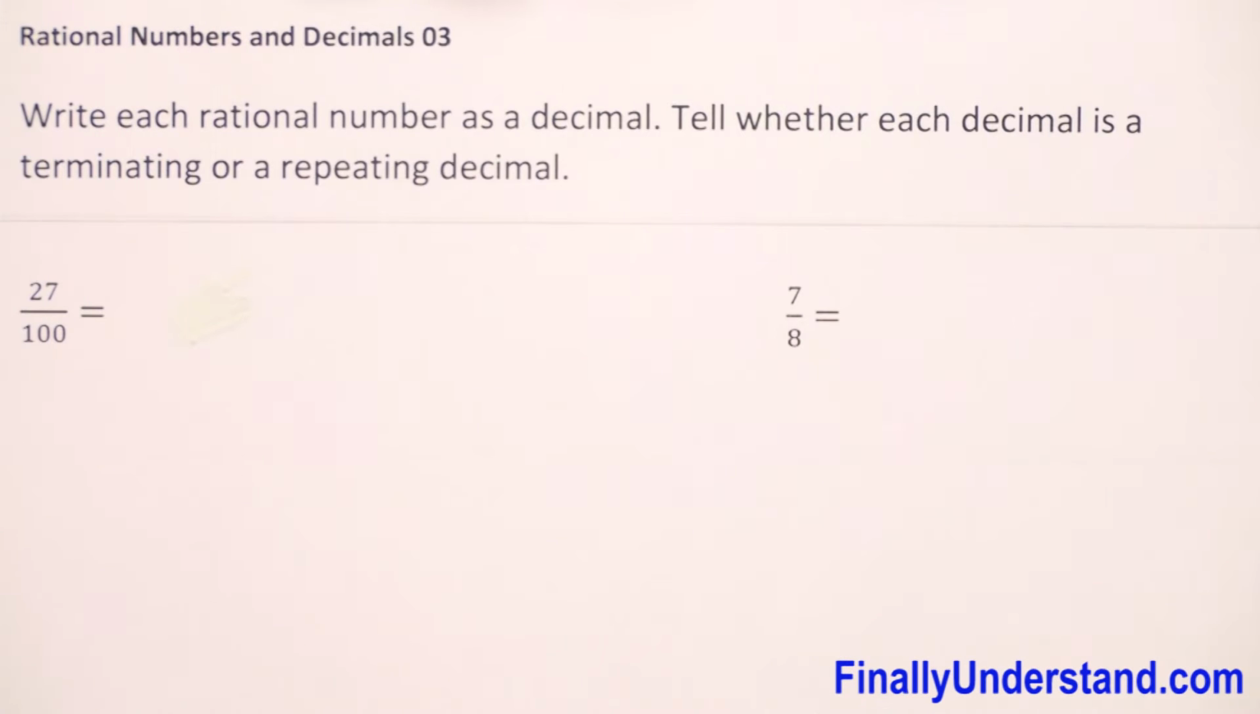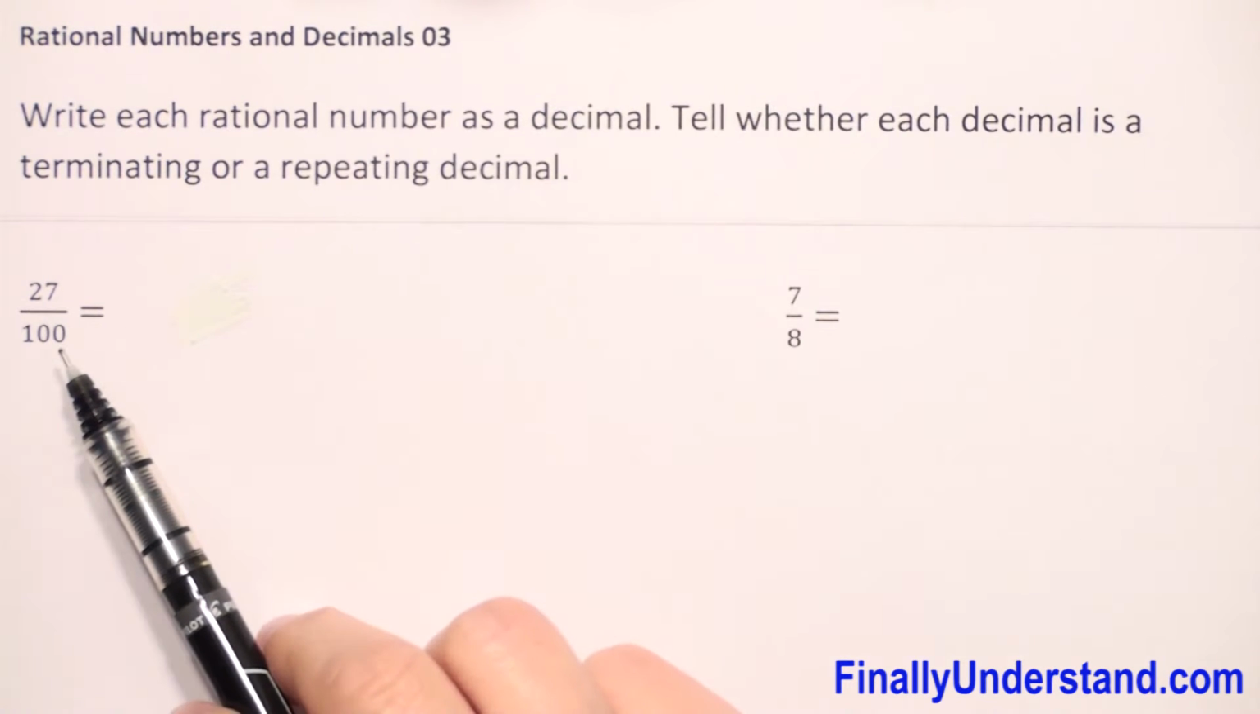Write each rational number as a decimal. Tell whether each decimal is a terminating or repeating decimal. In the first example, we have the fraction 27 over 100.